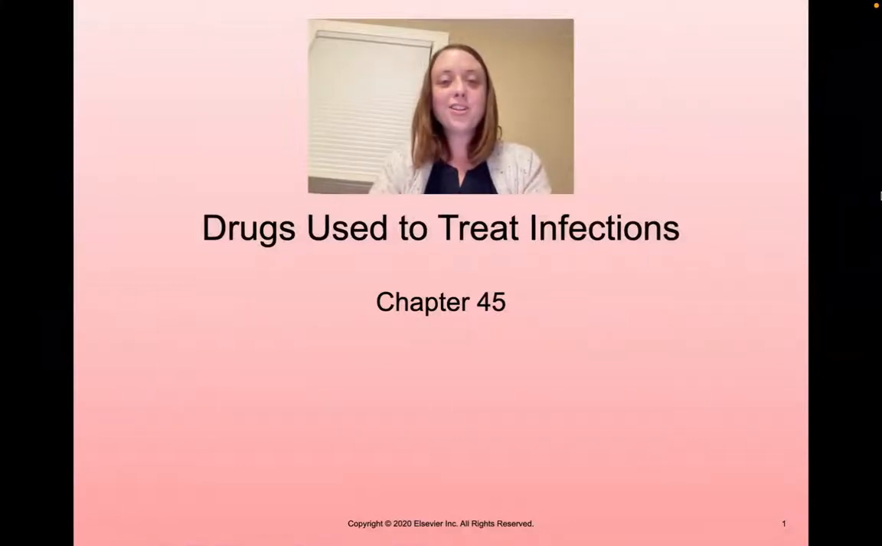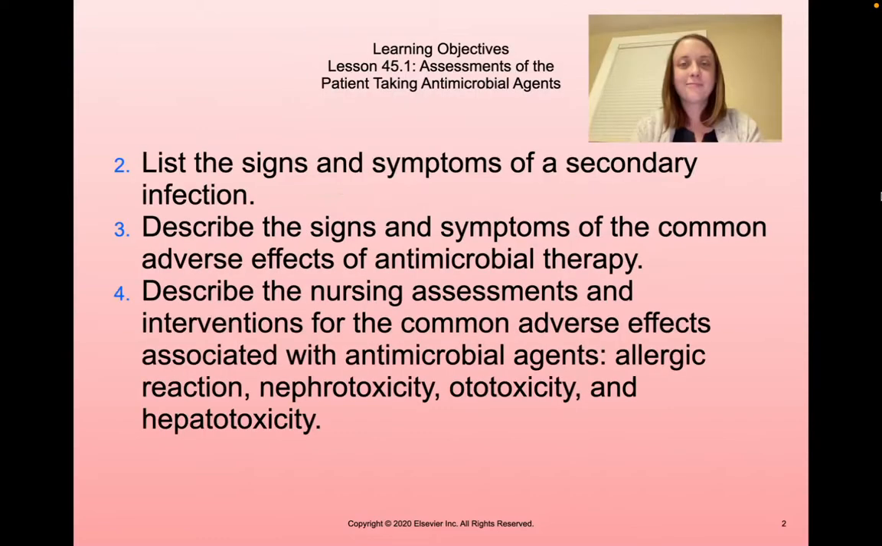Now that we've talked about infections, let's talk about some of the drugs that we use to treat them. During this lecture, we're going to talk about the signs and symptoms of a secondary infection. We'll learn about the signs and symptoms of the common adverse effects of antimicrobial therapy. And we'll talk about the nursing assessments and the interventions for the common adverse effects that are associated with antimicrobial agents. So, allergic reactions, nephrotoxicity, ototoxicity, and hepatotoxicity.